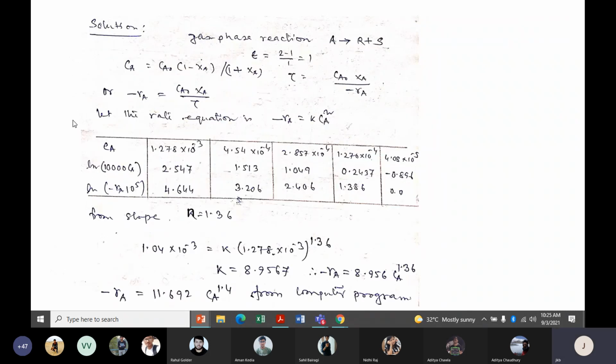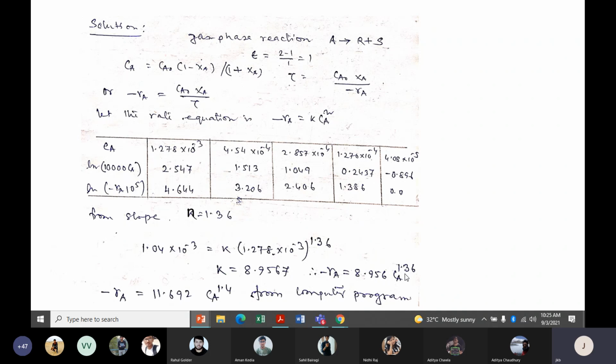Here the same procedure you can follow. Calculate epsilon, then substitute in the concentration expression, evaluate the rate, plot C versus rate. So need not explain much. And then from the plot you will get rate constant is 11.6, that is approximately 12, and Ca to the power 1.4.